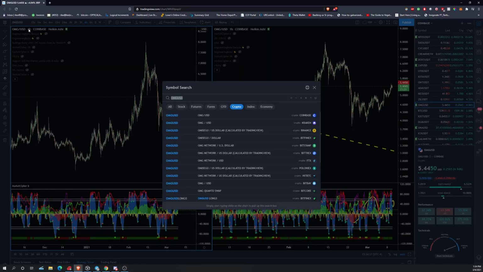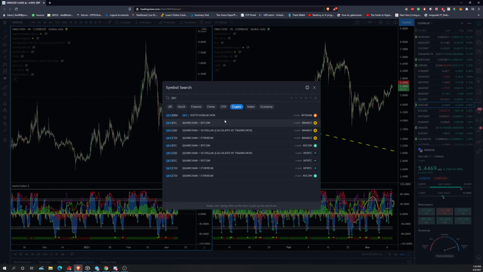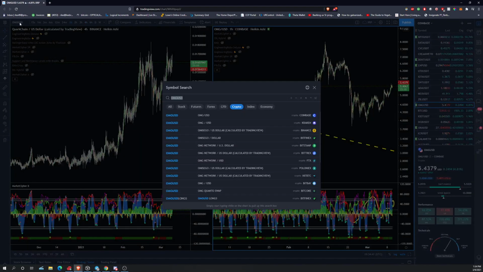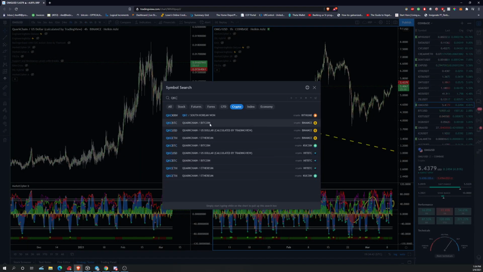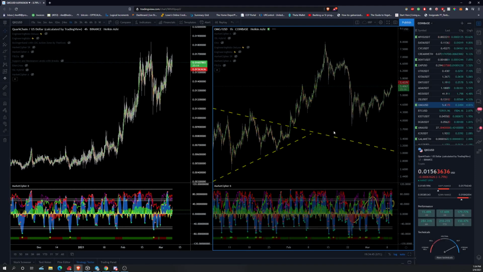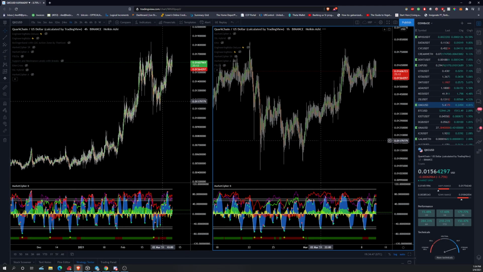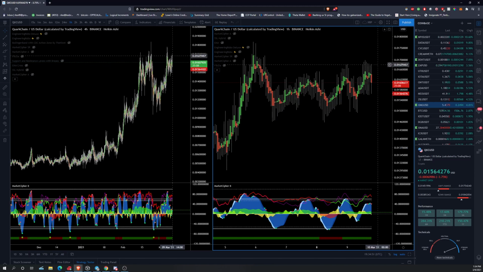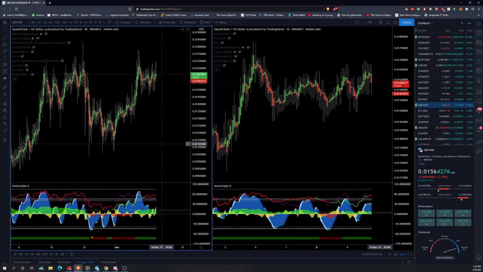QKC. I'll do it as the dollar pair. I think some people only have access to the Bitcoin pair. And these smaller caps, you're going to get a lot of wicks on them like this. It's pretty typical.